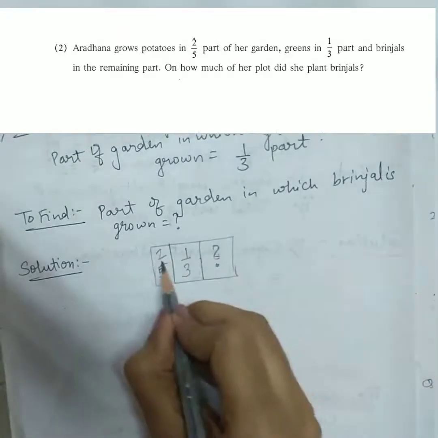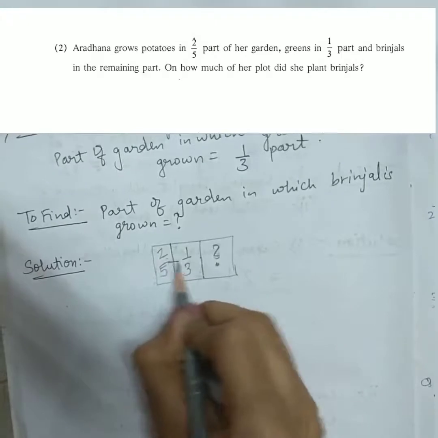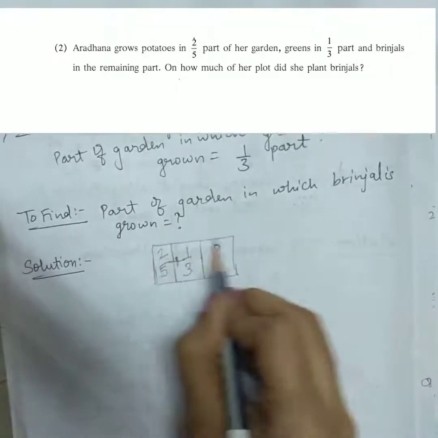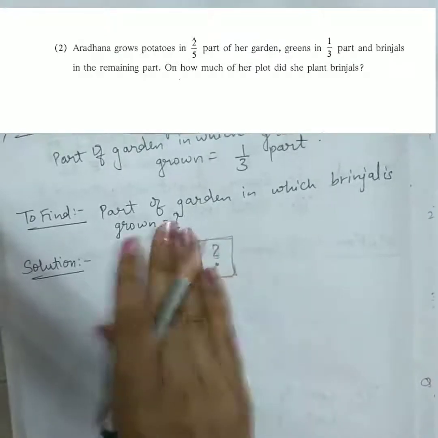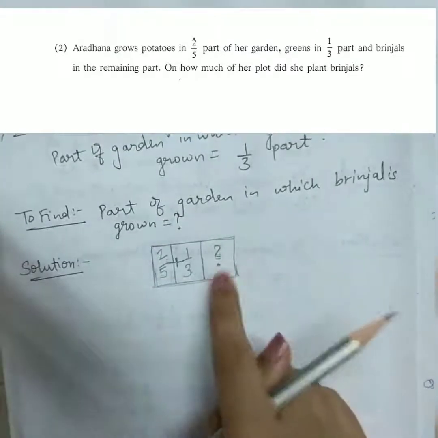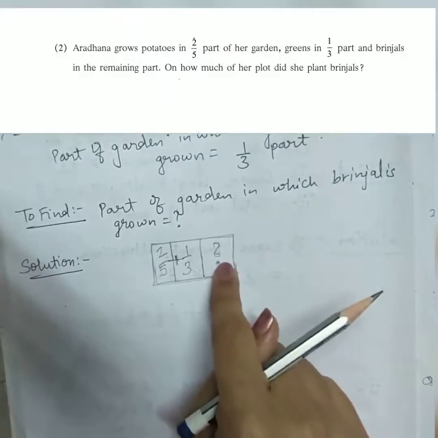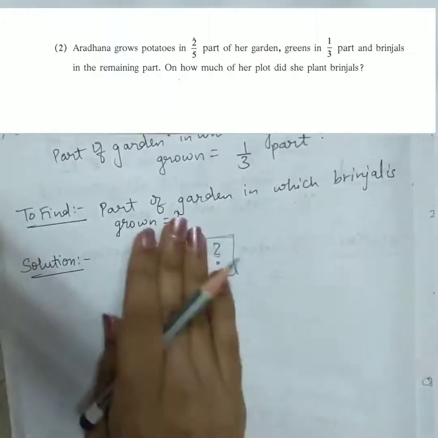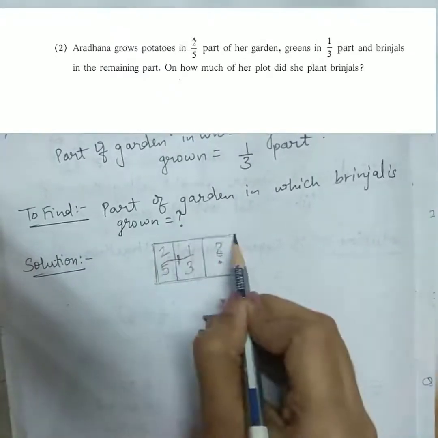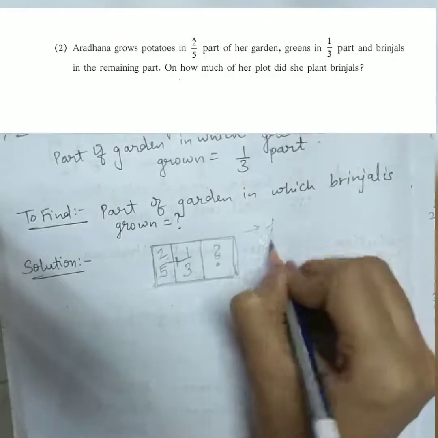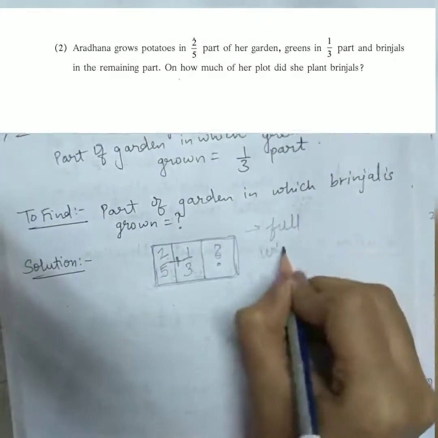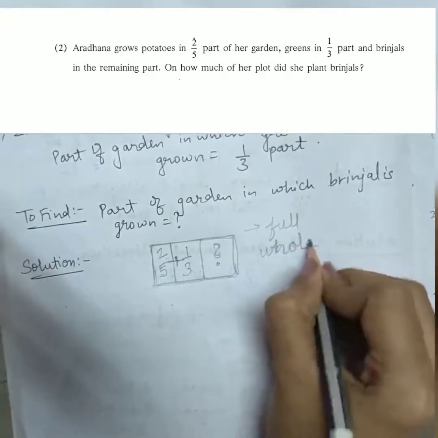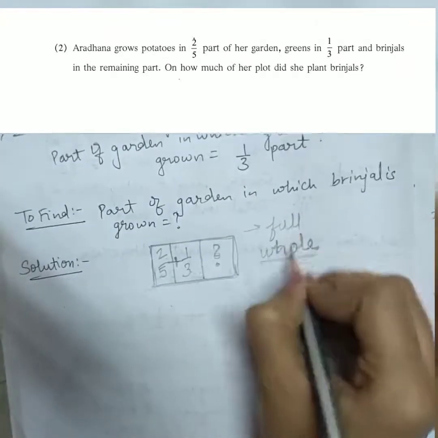So what we will do? We will add these two fractions, and from the whole we will subtract it. When we subtract, we will get in how many parts brinjal is grown. So first we will add and then we will subtract from this full garden. Now the term I am using here is full. So for full, what I will substitute? Whole. Since we are dealing with fractions, I will substitute whole.